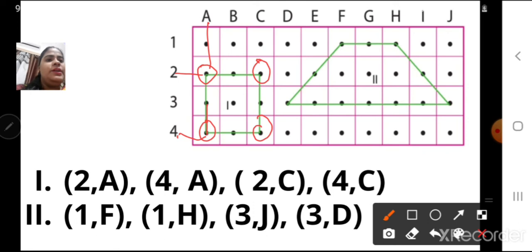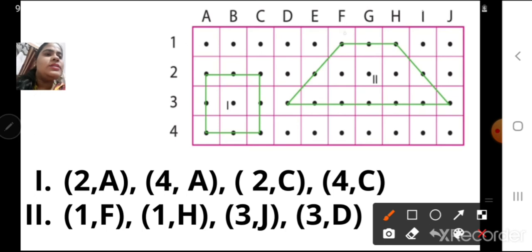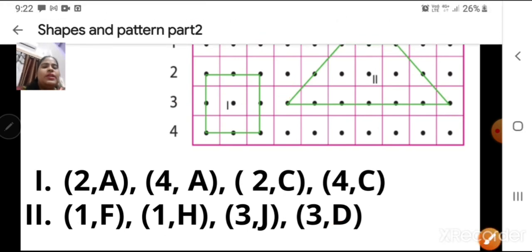Okay, in the second figure you can see this vertex is 1F. Okay, because here you can see, children, it is going here. You can just go this side, it is 1, and here it is F. Then we have this vertex, which is 3D, correct? So here I have written 3D. Then this vertex is 1H and this vertex is 3J. Okay, note down the answers, children.